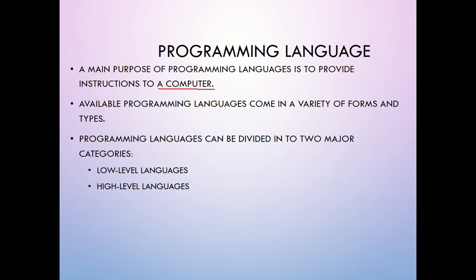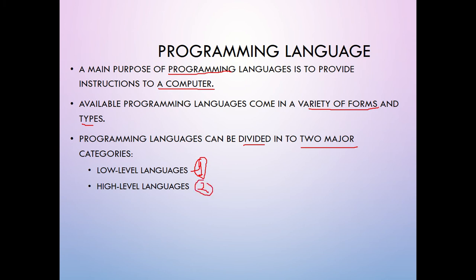The main purpose of a programming language is to give instructions to the computer. Available programming languages come in a variety of forms and types. Programming languages can be divided into two major categories. The first one is low-level language, and the second one is high-level language.